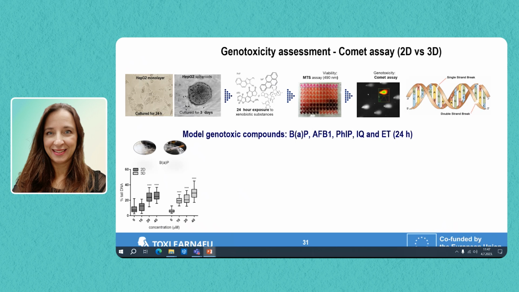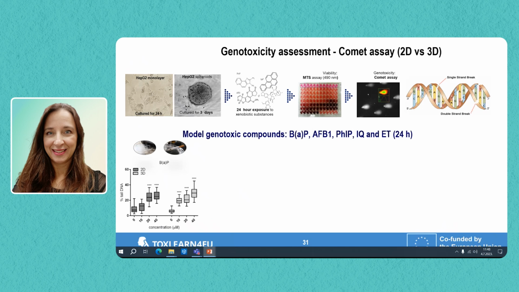Okay, so if we compare in 2D models, you have first always the 2D model and then the 3D model. You can see that we detected lesions, DNA damage, at lower concentrations in the 3D model.